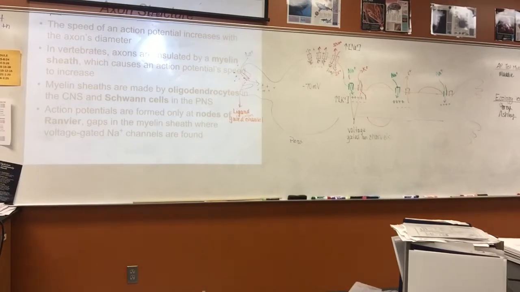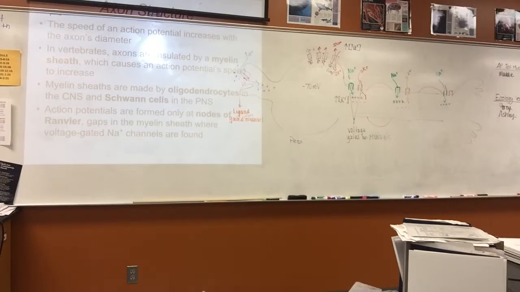Myelin sheaths are made by, we've talked about, Schwann cells. Schwann cells are wrapped around the axons in the peripheral nervous system. Oligodendrocytes are in the central nervous system. So myelin sheaths are made by oligodendrocytes in the CNS and Schwann cells in the PNS. There are different types of cells, but they both make myelin.